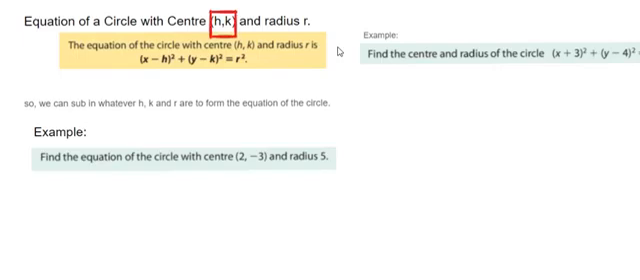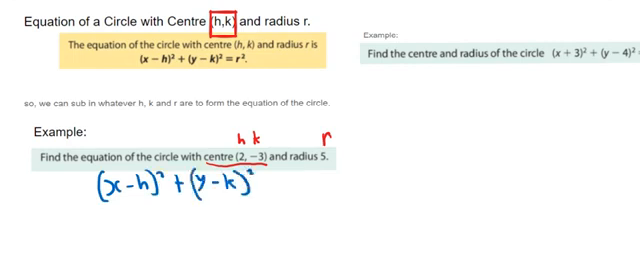So if we look at our example down here, find the equation of the circle with center 2, -3. Because it has center 2, -3, we're going to call them h and k. So 2 will be h and -3 will be k. And then obviously we know from before that 5 will be the radius, so r is the radius. I'm going to write down the general equation that we have in our log tables: x minus h all squared plus y minus k squared equals r squared.